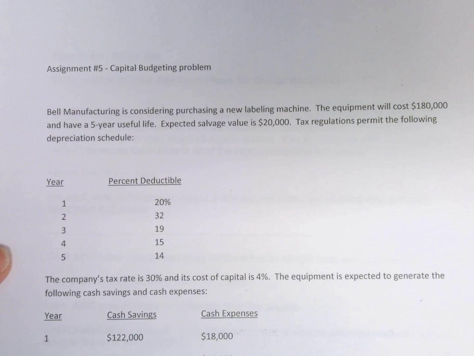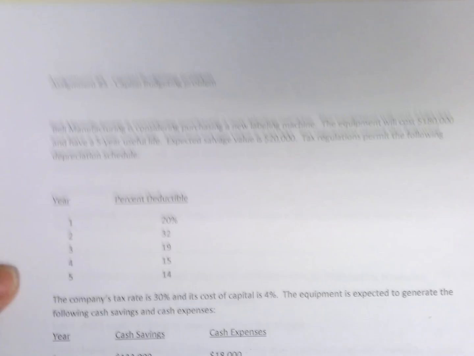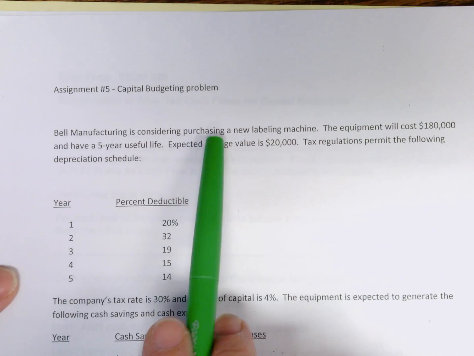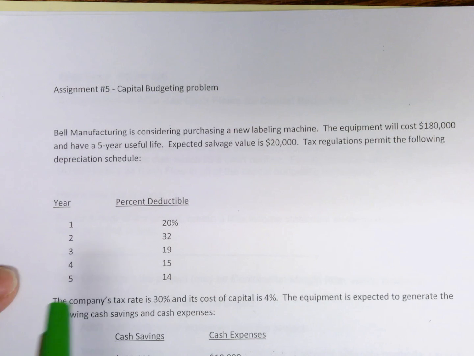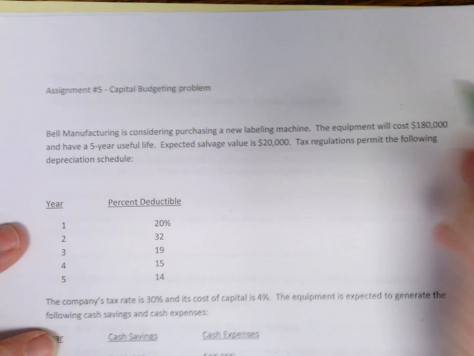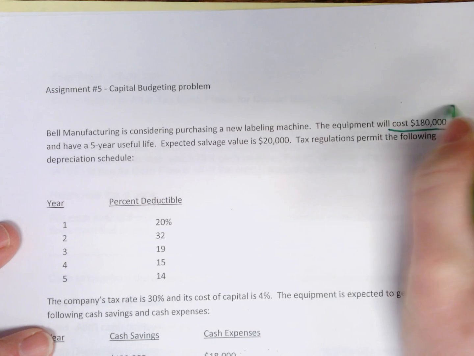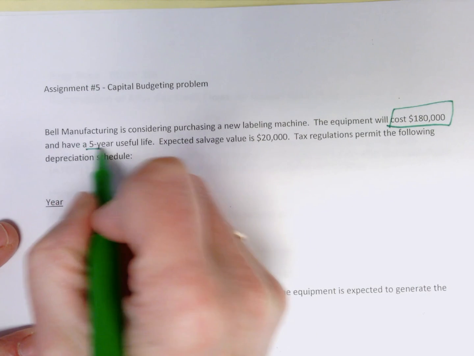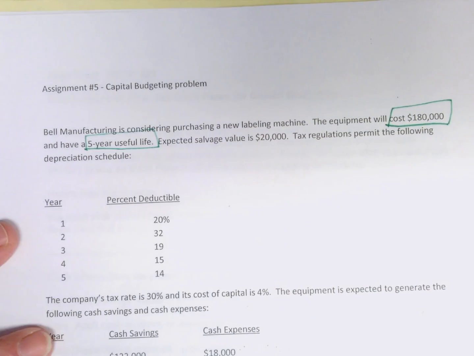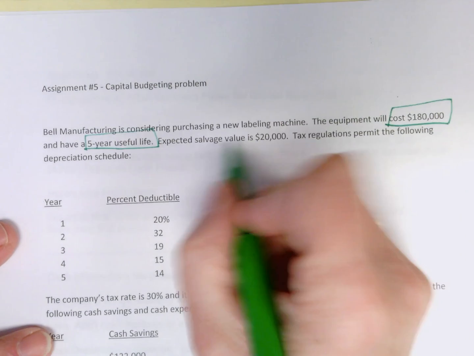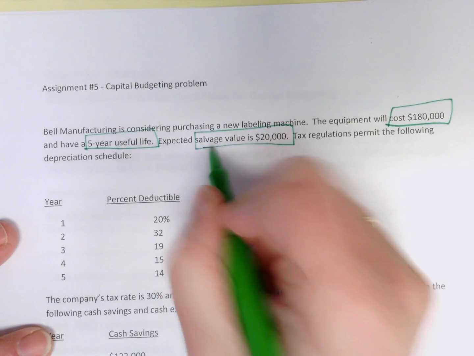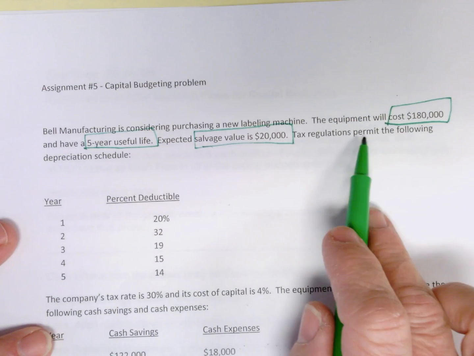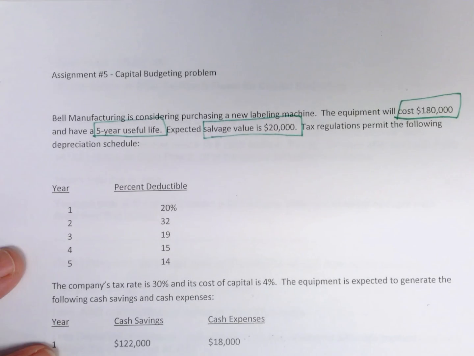So let's take a look at a problem here. Bell Manufacturing is considering buying a new labeling machine. The equipment has an initial cost of $180,000. That's important. And has a 5-year useful life, so N will be 5. Expected salvage value is $20,000. And tax regulations permit the following depreciation schedule.